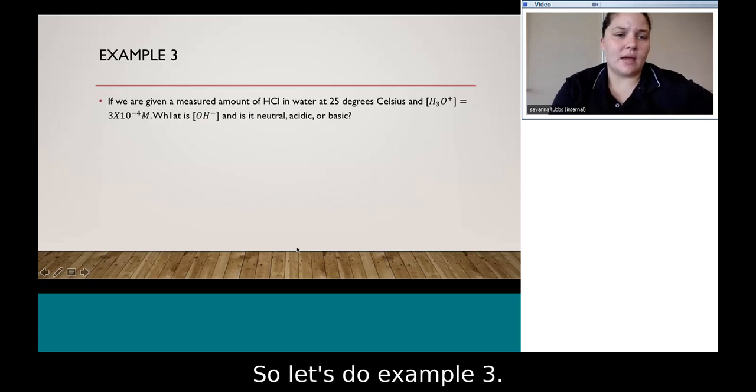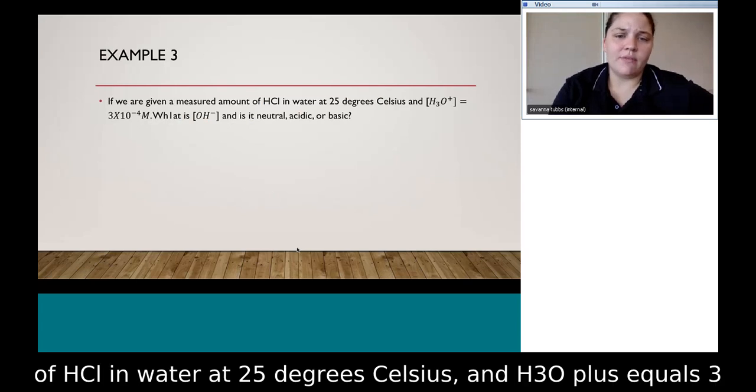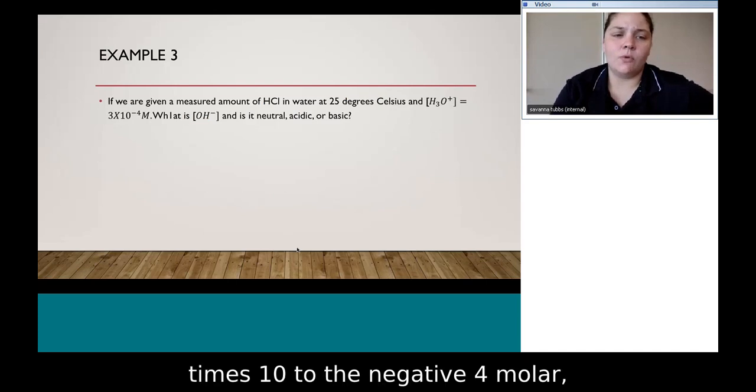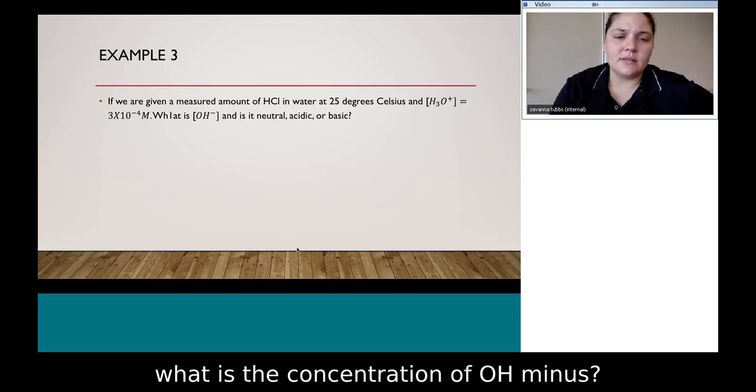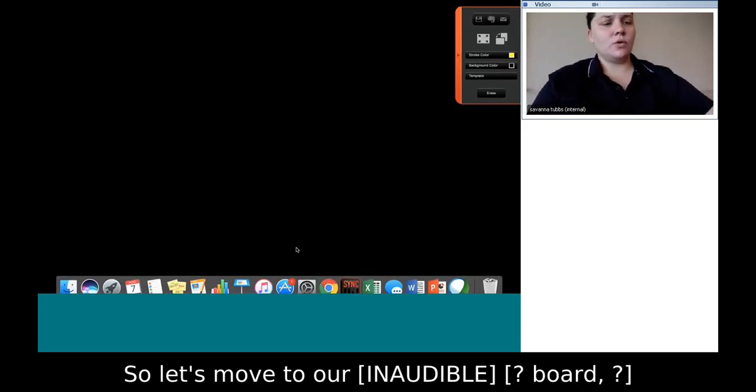So let's do example 3. If we are given a measured amount of HCl in water at 25 degrees Celsius, and H3O plus equals 3 times 10 to the negative 4 molar, what is the concentration of OH minus, and is it a neutral, acidic, or basic solution? So let's go to a board and we can begin to work this example out.